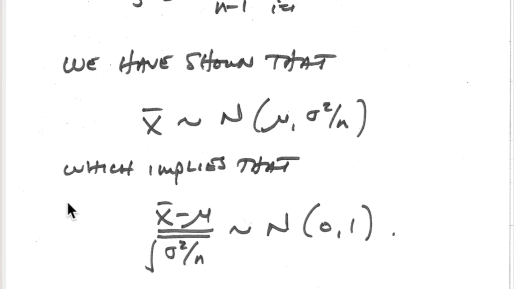All right, and so if we standardize x bar by subtracting off the mean of its sampling distribution and dividing by the square root of its variance, okay, so that's what we're doing here, then the resulting random variable has a standard normal distribution.